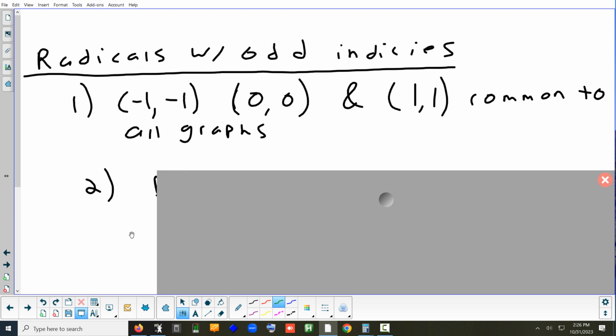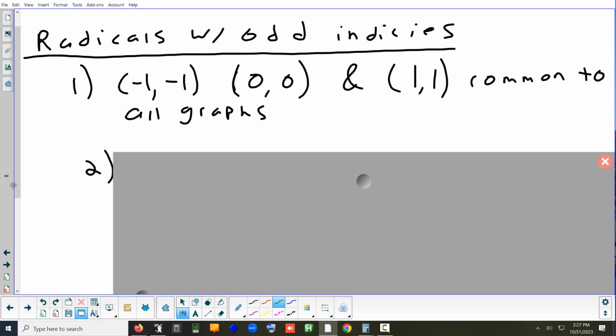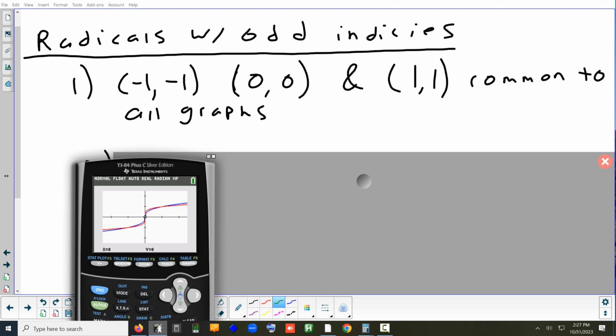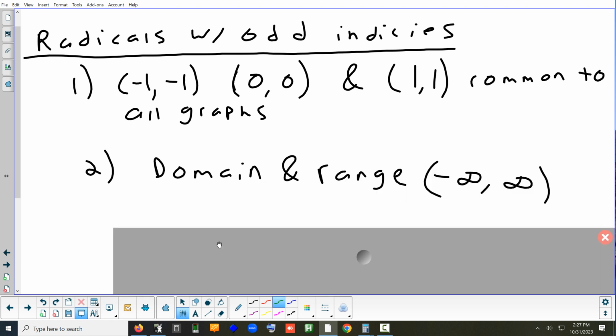Okay, and let's look at the domain and the range. How far left and right does it look like those graphs are going to go? Negative infinity to infinity. Yeah, they're going to go left and right forever. How about up and down? Same thing. So when you're dealing with odd roots, the domain and the range are both all real numbers.